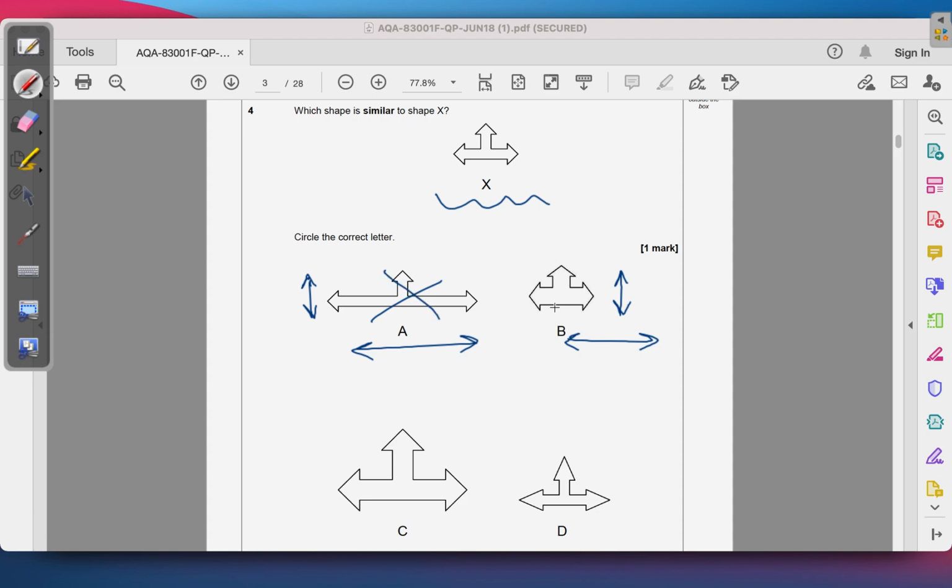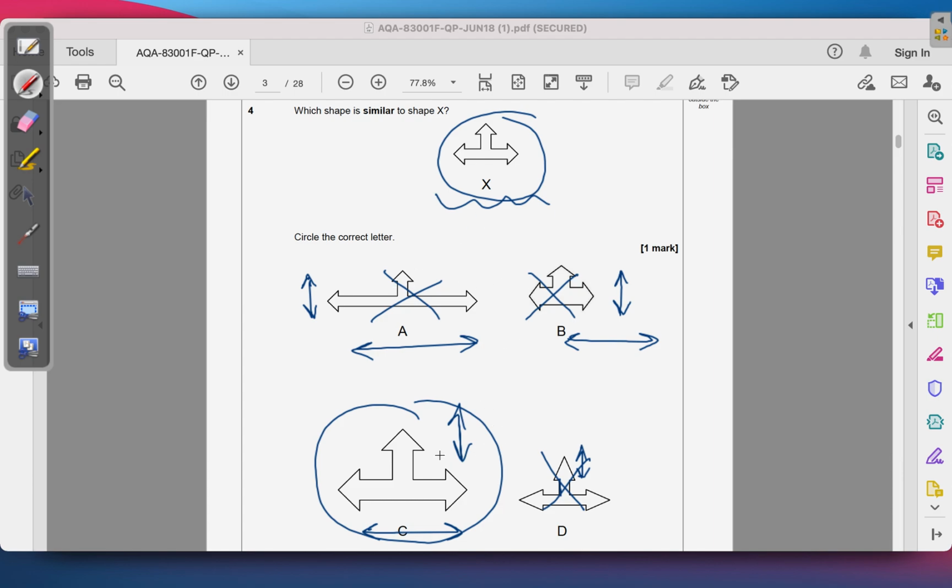So it's not this one, and it's not this one. Now, if we look at D, we can see that the arrowheads have been stretched, but these little bits haven't. So again, this is not similar. But if we look at C, we can see it's been stretched in this dimension, and it's been stretched in this dimension by what looks to be the same amount. So it looks more similar to X than the other shapes. So we can say that C is in fact the similar shape in this scenario.